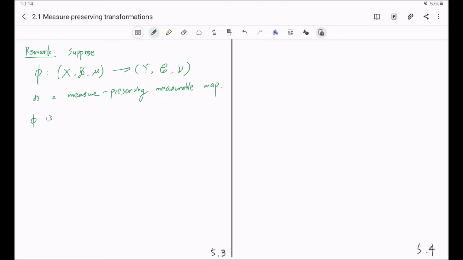Phi is called invertible if there exists a map, say psi, from the opposite direction, (Y, C, ν) to (X, B, μ), that is also measurable and measure preserving.